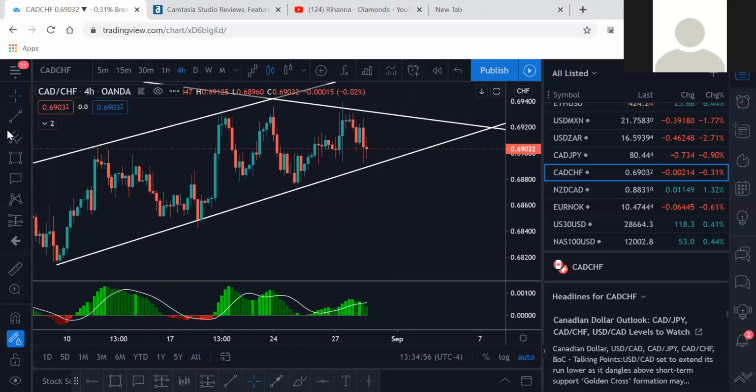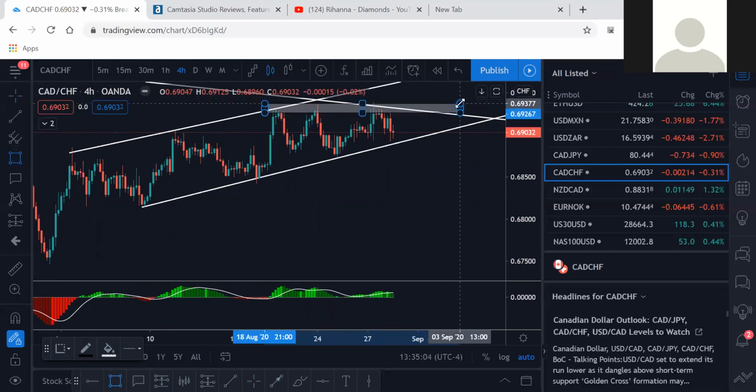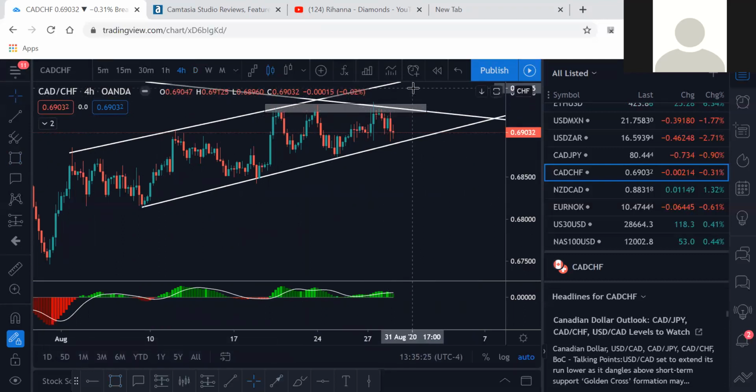Now, from here, what we start to do is map out our resistance, right? On the 4-hour time frame, we can see double tops, and then here again we have another triple top. So can I say that CAD-CHF is going to break out and go to the top of that channel before it drops again? I highly doubt it.